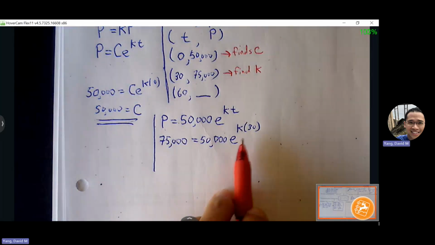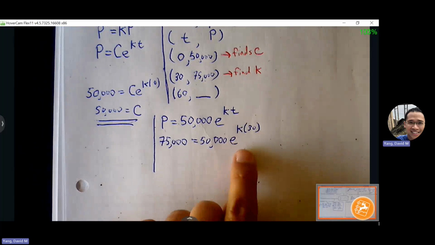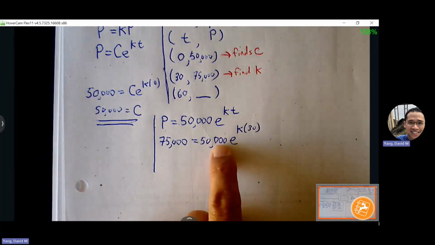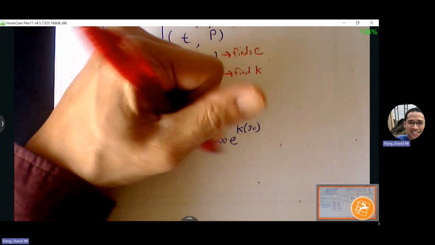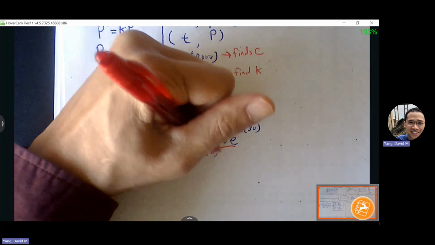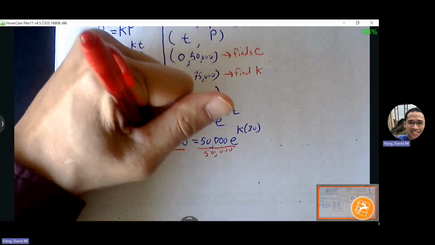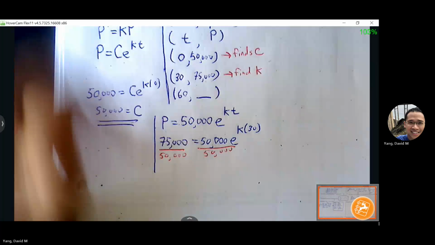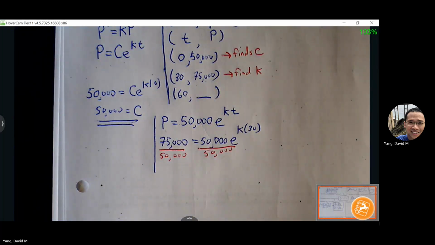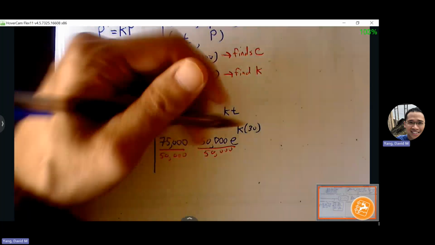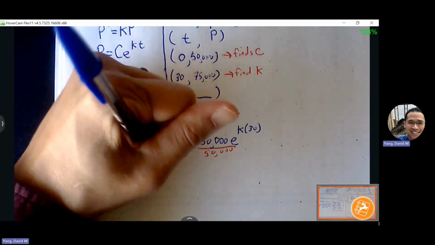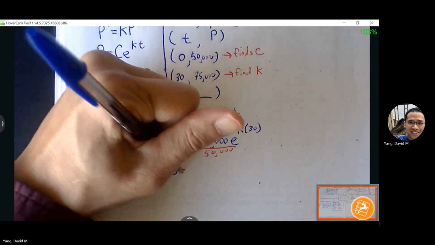So I want to solve for K, but first let me try to get this expression by itself. I'm going to first start off by just moving the thing that's easiest to move. I'm going to move that 50,000 over. We're going to reduce 75,000 over 50,000 to 1.5.